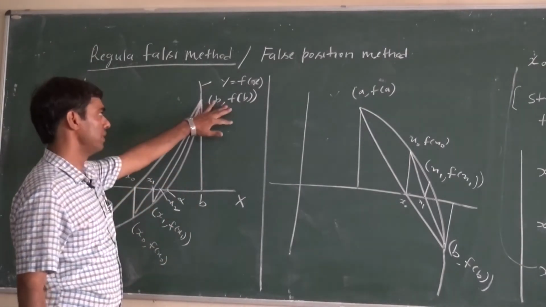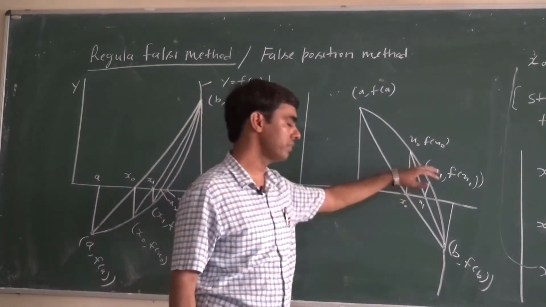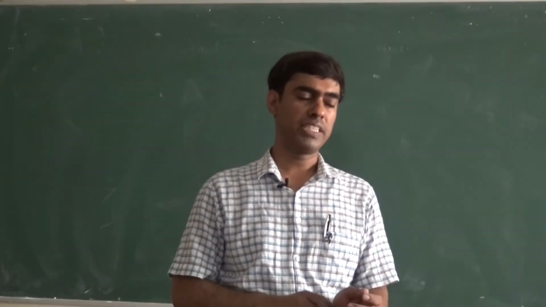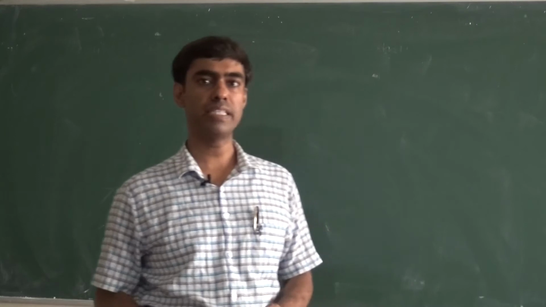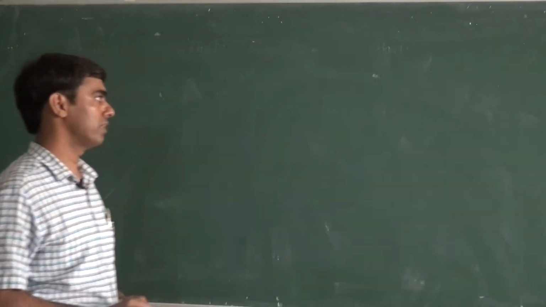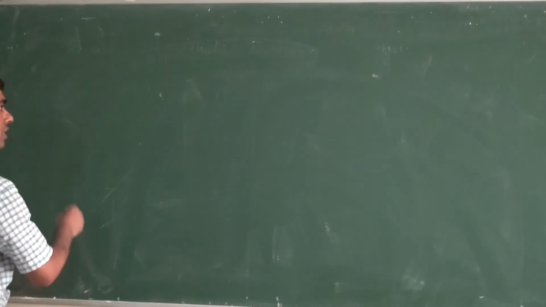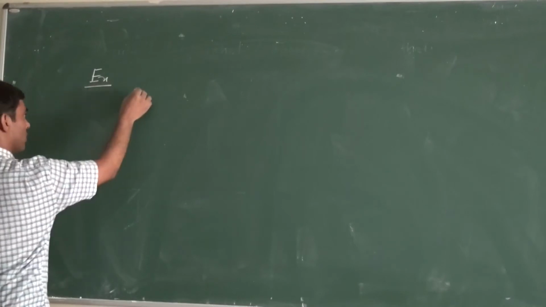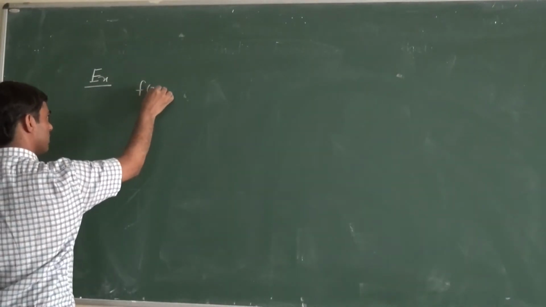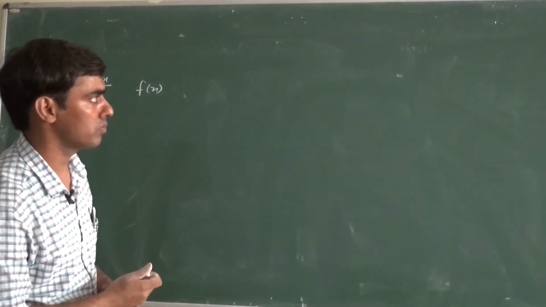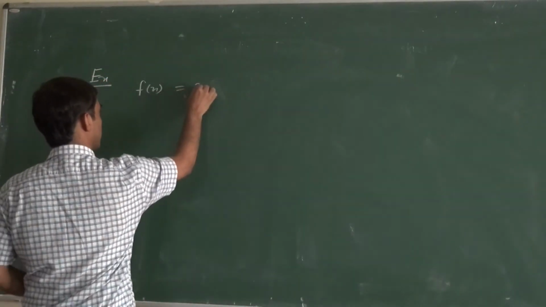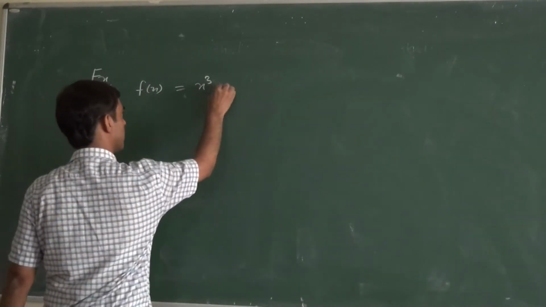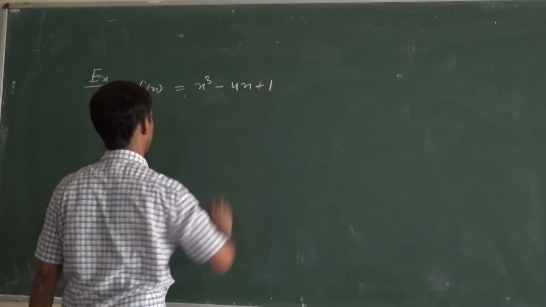Accordingly, maybe the positive end is fixed or the negative end is fixed. We try to find the solution of an algebraic equation with the help of the Regula Falsi method. Suppose we consider the function f(x) = x cube minus 4x plus 1.